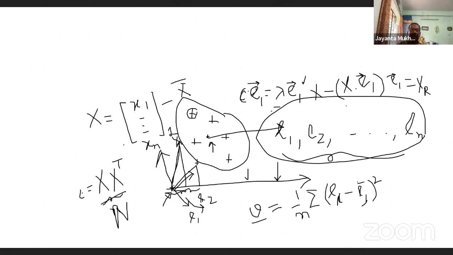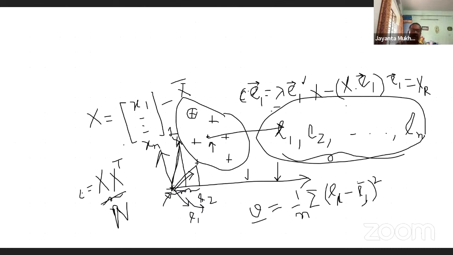So we can compute the residual vectors of all the data points. This process can be repeated on the residual vectors to find the next principal direction, which will in fact be orthogonal to E1, because E1 is orthogonal to all these residual vectors. So the next principal directions will also be orthogonal to E1.